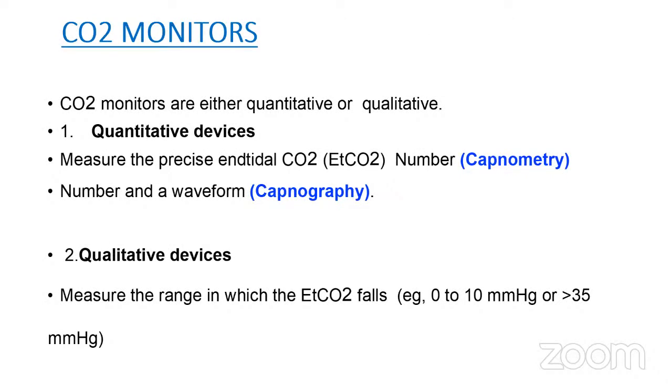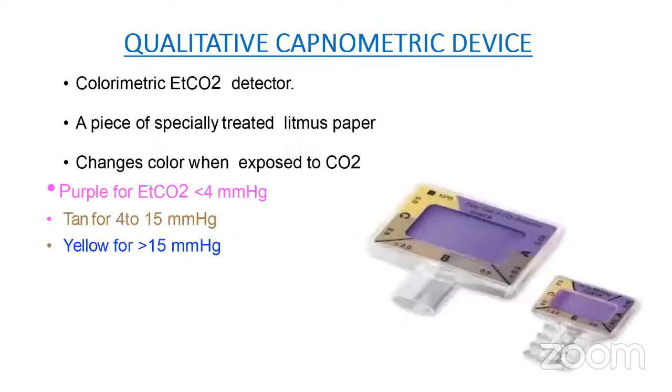So the CO2 monitor can be qualitative and quantitative. In quantitative, we use capnometry and capnography, where we measure the end-tidal carbon dioxide, both the number and the waveform. In qualitative, we measure the range in which the ETCO2 falls, that is 0 to 10 millimeters of mercury or more than 35 millimeters of mercury, with a color detector. So this is the qualitative one.